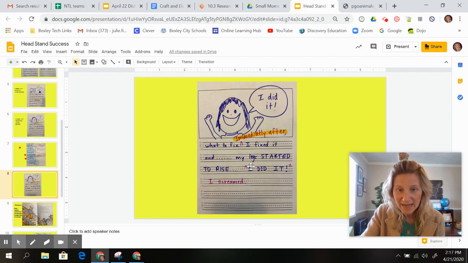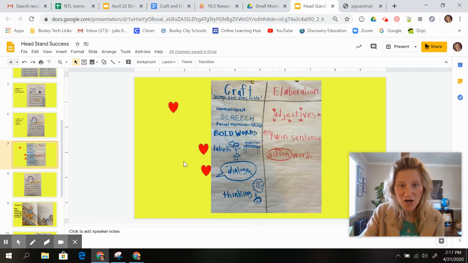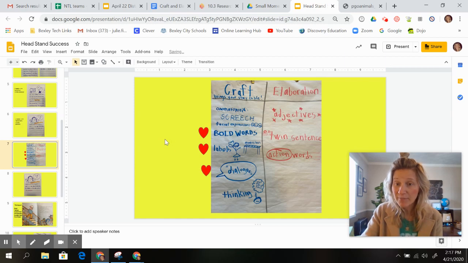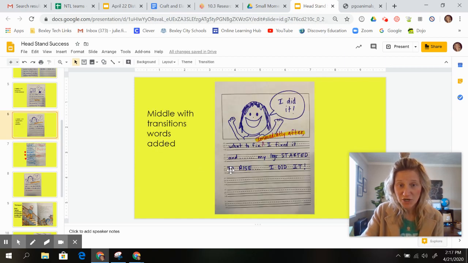So right there, I have quotation marks to show that I'm talking, and I have the word scream to show that I was excited. So if I go back to my chart, I've got more dialogue and I've got a bold word, right? Because I've capitalized all of the words in started to rise. So that's big and bold.